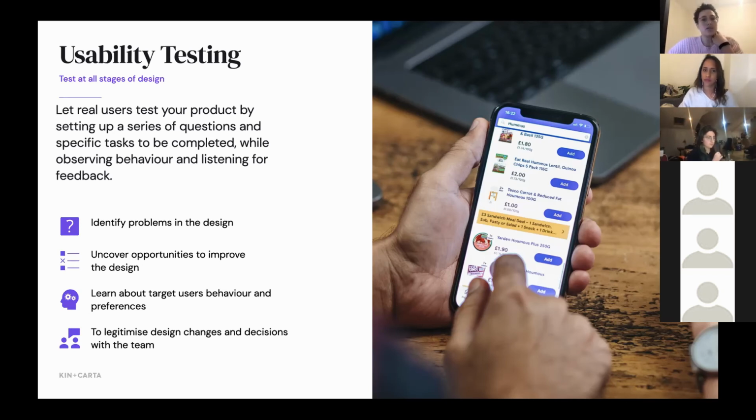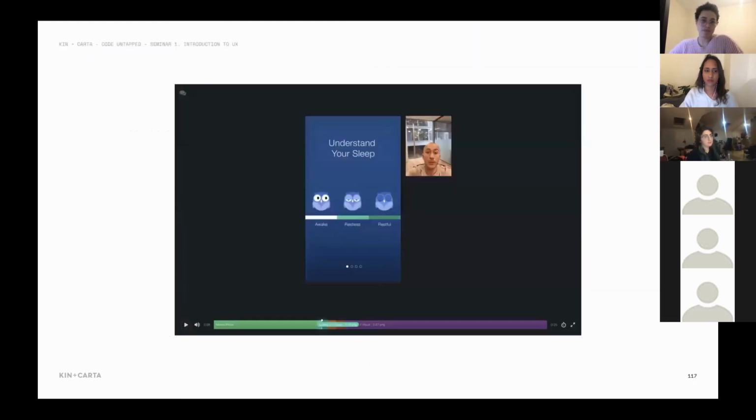And testing helps to identify problems in the design, helps to uncover opportunities to improve the design, helps us learn about target users' behavior and their preferences, and helps to better legitimize design changes and decisions within the team.